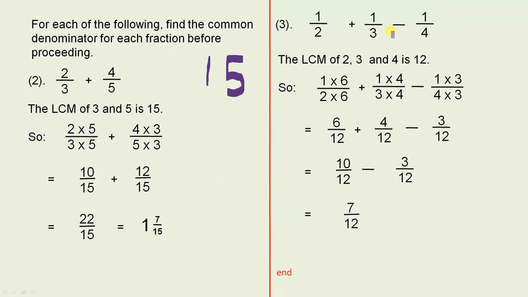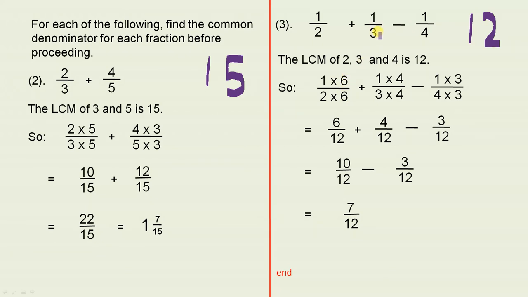Next example, so we have a mixture of addition and subtraction. We have 2, 3 and 4 as the different denominators. The LCM of 2, 3 and 4 is 12. So 2, 3 and 4 will divide into 12 evenly, and that's the lowest number. That's very easy to see. So 12 is the denominator we're after. How do we make this a 12? Multiply it by 6 and do the same for the numerator.